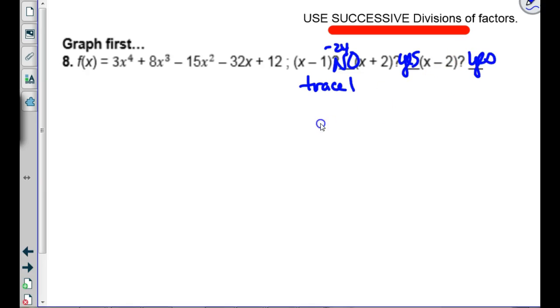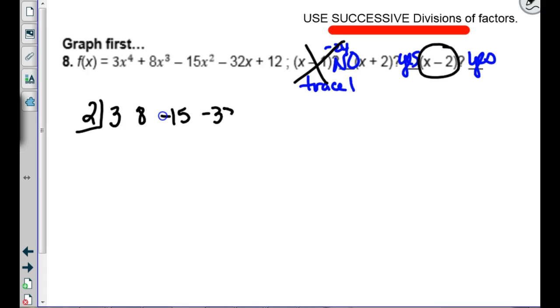Okay. We're supposed to now factor this. We don't want to use 1 because it isn't a zero. We're going to start with one of these. Anybody care which one you start with? So you want to put in the box first a +2, which means this is our first factor, right? Okay, do we need anything across the top? Placeholders, that's what I'm trying to say. 3, 8, -15, -32, and 12.